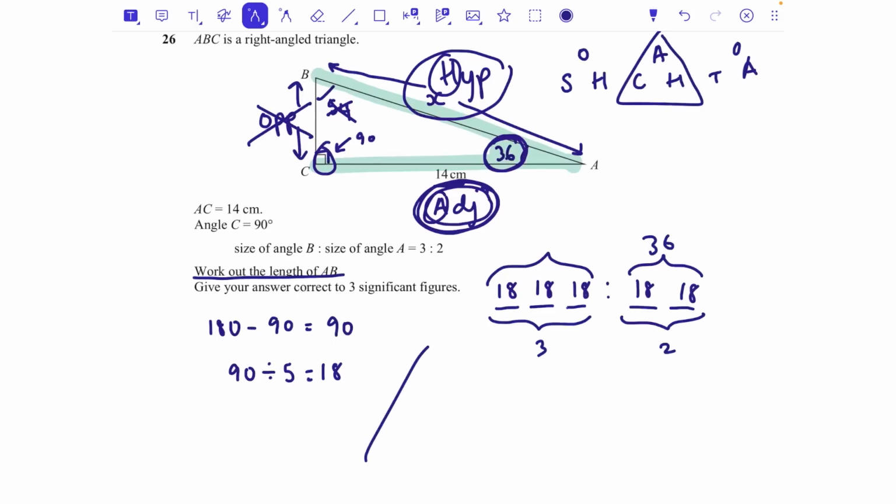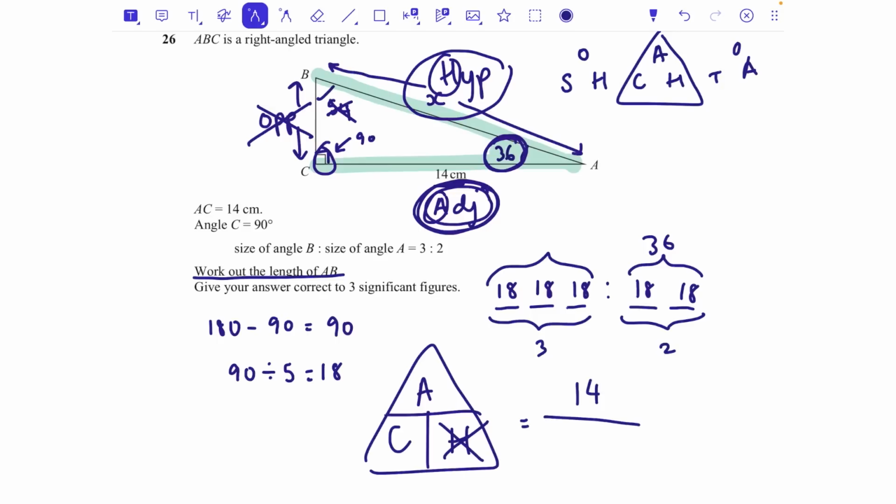In that CAH triangle, cover up the thing you want to know and do the sum that's left behind. So we're covering up the hypotenuse because that's what we're working out, which means we're doing the adjacent, 14, divided by C. Now remember that in the SOH triangle, it's sine 36. That's what the S stands for. In the CAH triangle, it's cos 36. And in the TOA triangle, it's tan 36.